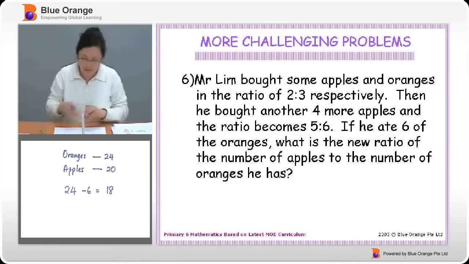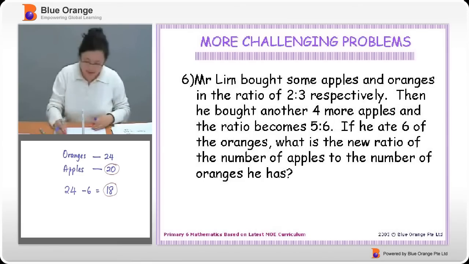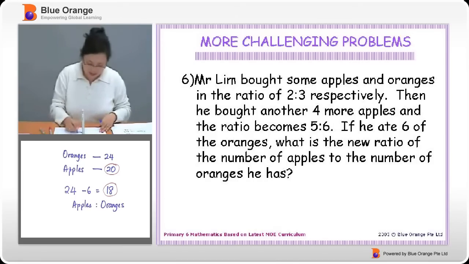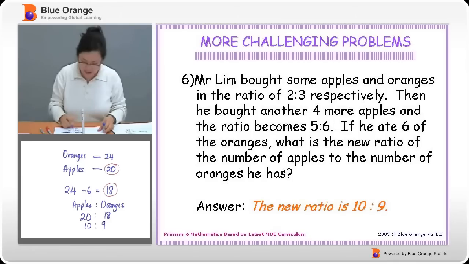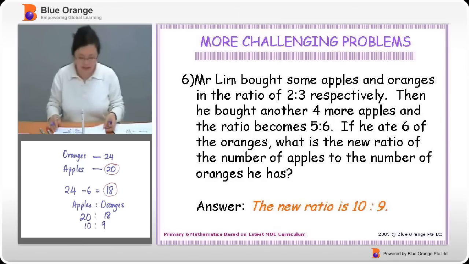So we identify what we need. We need apples, and after he ate the 6 oranges, you have 18. So apples to oranges, you have 20 is to 18. Now we can't leave it like that. We have to reduce it, so we divide by the common number, that is 2. We have 10 is to 9. So that is our answer.